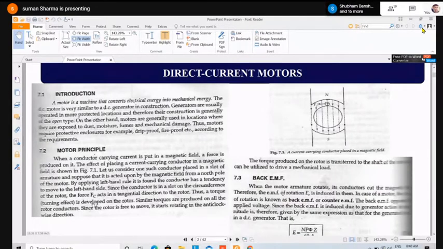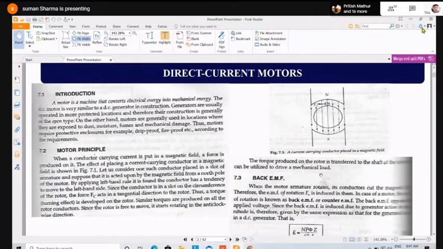Torque will be proportional to the product of flux of field and armature, and flux is proportional to the current. So it is nothing but torque is proportional to the product of the currents. Since torques are produced on all the rotor conductors and the rotor is free to move, the motor starts rotating in anti-clockwise direction. Torque produced on the rotor is transferred to the shaft of the motor and it is utilized to drive any mechanical load.